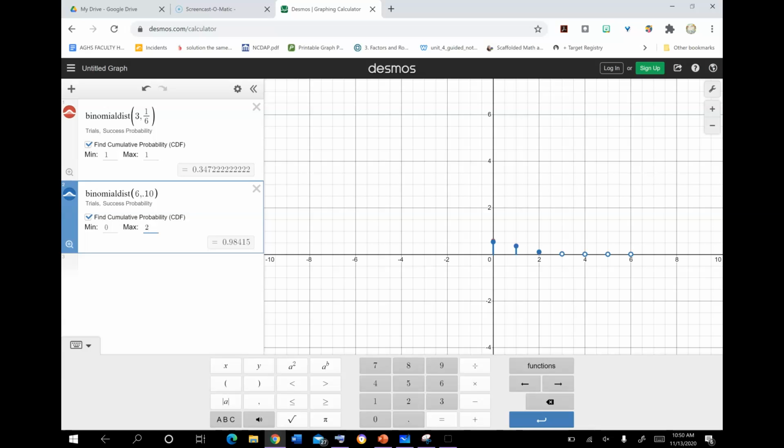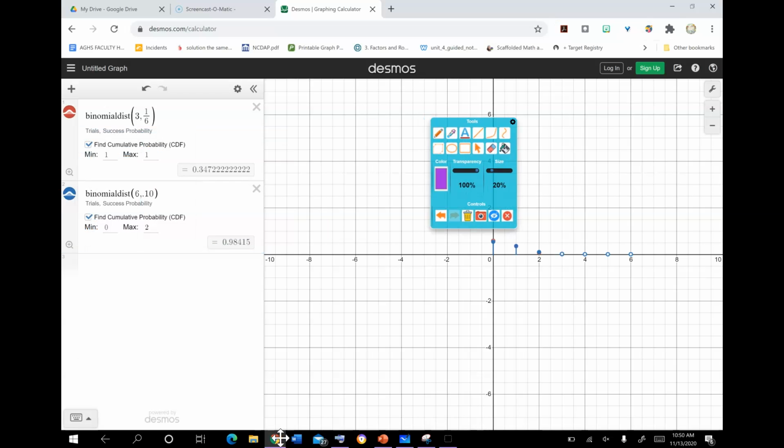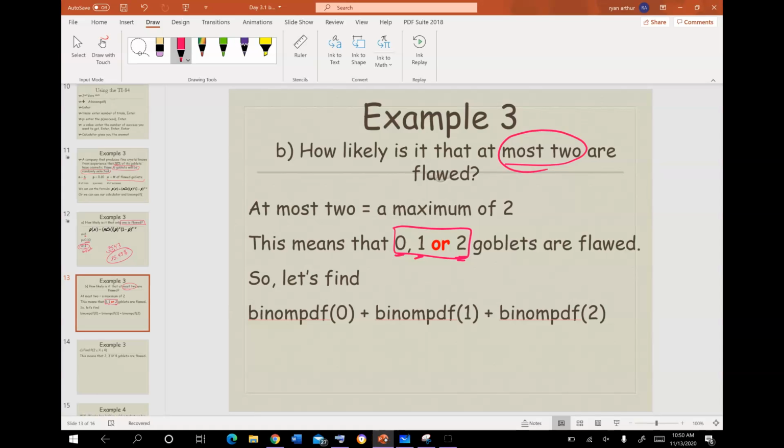You have a 0.98415 chance. That 5 is going to round that 1 up. So right now I have 0.98415. Okay, we want 4 decimal places, so that 5 rounds that 1 to a 2. So now I have 0.9842. Move that decimal 2 places, I have a 98.42% chance to get 0 to 2 goblets flawed. Okay? All right, let's keep going.